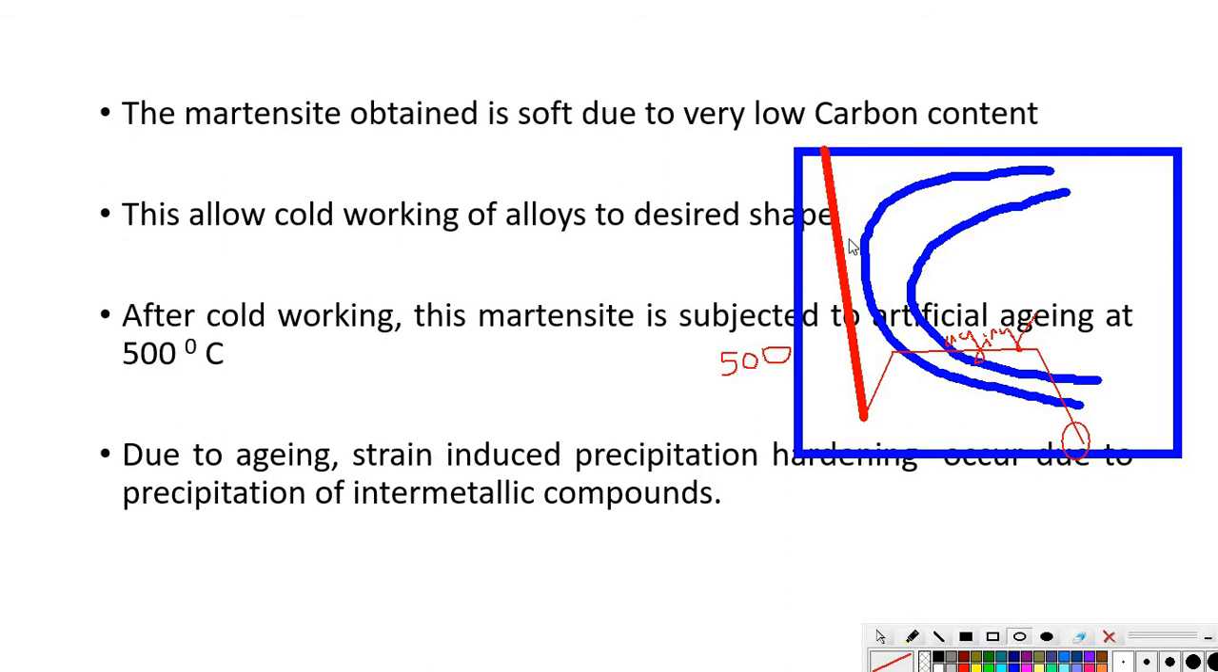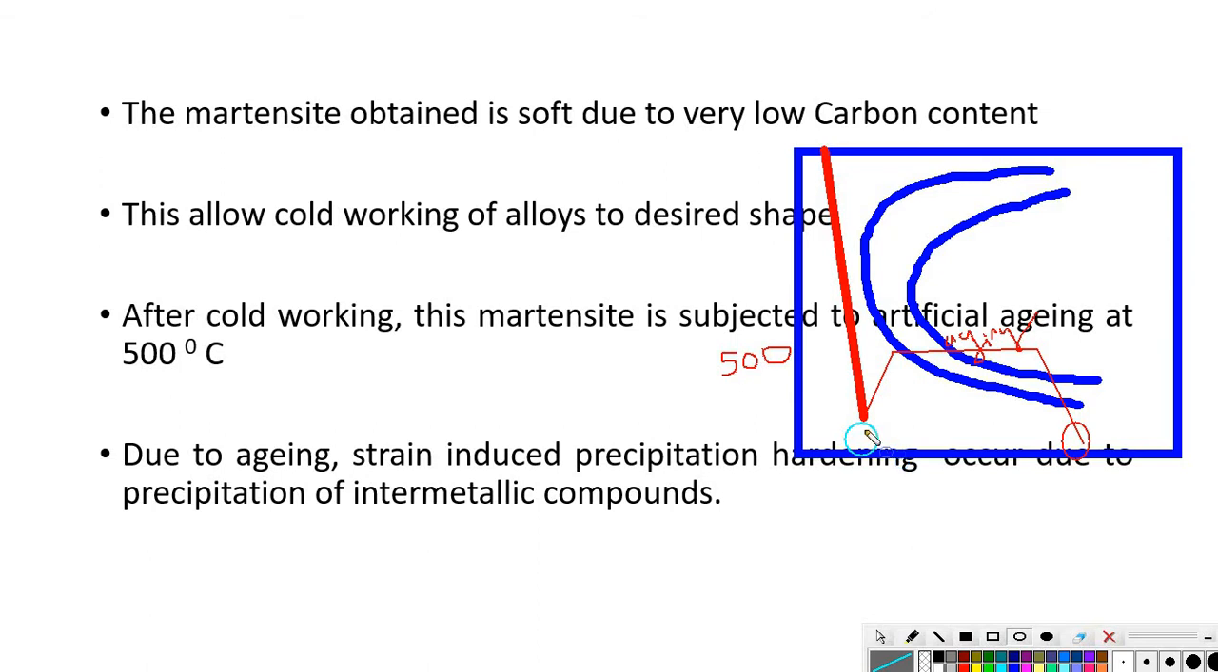Okay, so what is the advantage of developing such a Maraging steel? The main advantage is that at the end of this martensite formation, at this point, we get soft martensite. So at this point, the material is very soft, and this soft material allows cold working of the alloy to the desired shape. We can make any desired shape at this stage. So we can make any connecting rod, any die, and any tool. It's very easy because we can convert the material into any shape because of the soft or ductile nature of the martensite at this point.